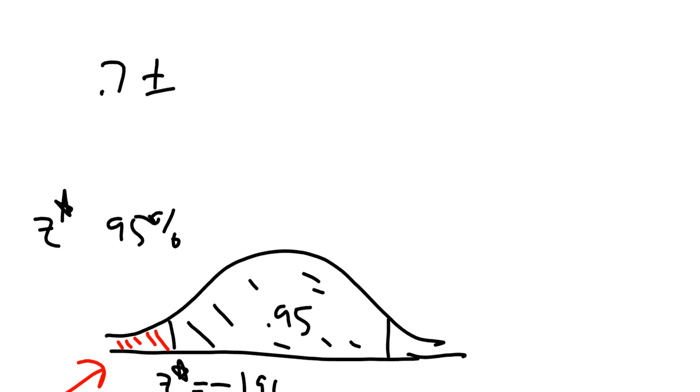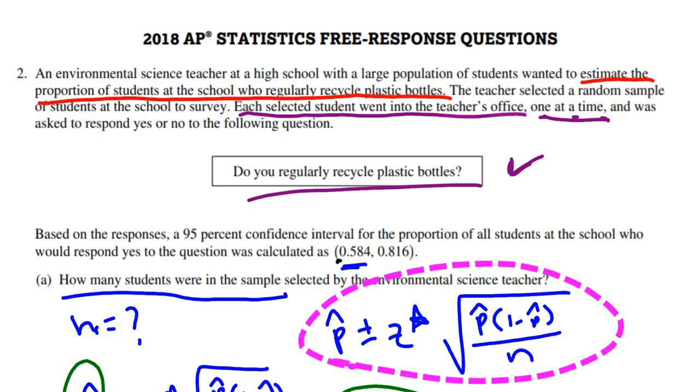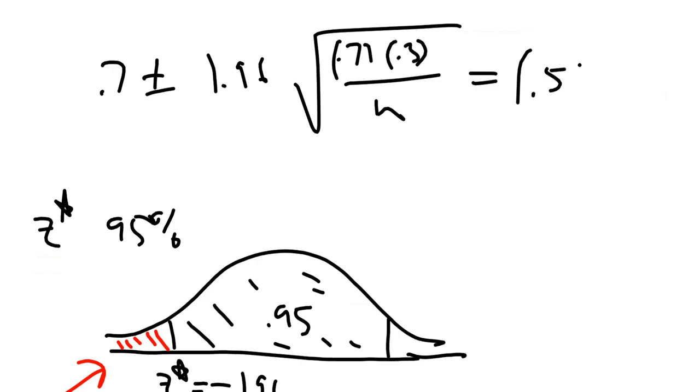So we're going to plug into this confidence interval 1.96, and then we have the square root of 0.7 times 0.3 over n. And we know that this thing equals the confidence interval that was given in the problem, which, in case we forgot, was right here. There it is, with a little star next to it: 0.584 to 0.816. So it's just a matter of solving the equation here. I guess I'll take the one with the positive.